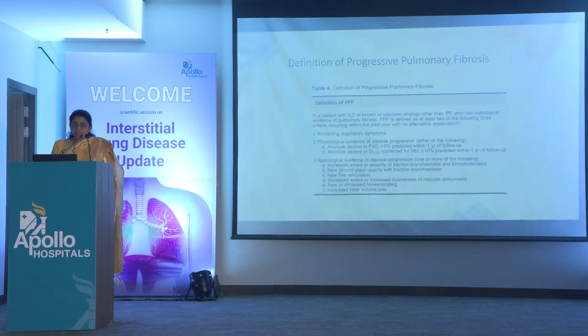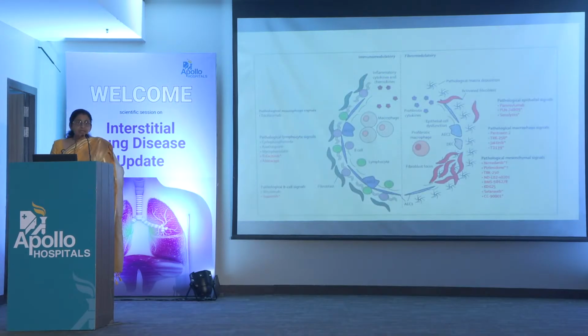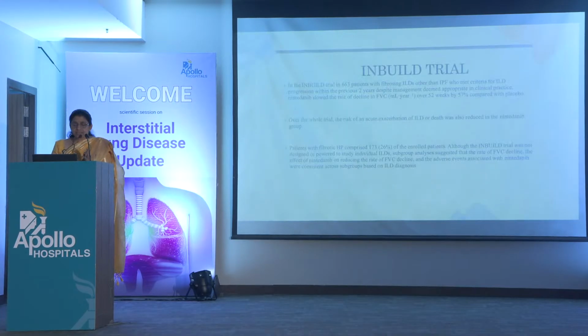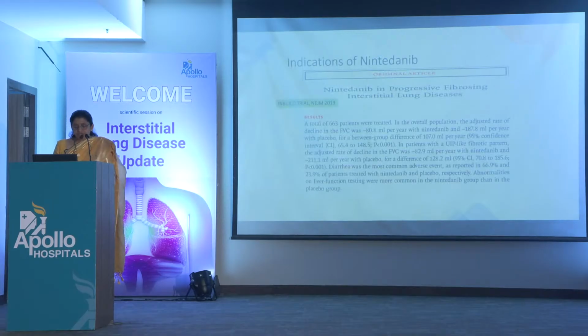So this is a particular subgroup which can benefit from the antifibrotic medications, which was studied further in the INBUILD trial where they studied 663 patients with fibrosing ILDs other than IPF. And they found that even in these patients, with the medications, they had a significant reduction in the decline of the FVC. So in these 663 patients, we found that the rate of decline of FVC was 82 with nintedanib and 211 with placebo. And most of the patients in this group were fibrotic hypersensitivity pneumonitis.